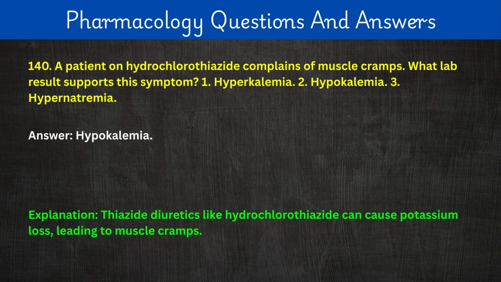140. A patient on hydrochlorothiazide complains of muscle cramps. What lab result supports the symptom? 1. Hyperkalemia. 2. Hypokalemia. 3. Hypernatremia. Answer. Hypokalemia. Explanation. Thiazide diuretics like hydrochlorothiazide can cause potassium loss, leading to muscle cramps.